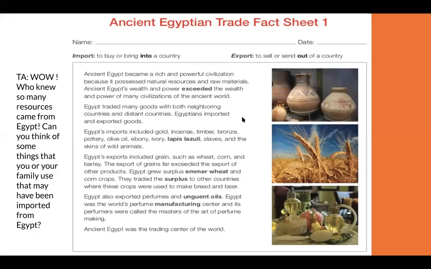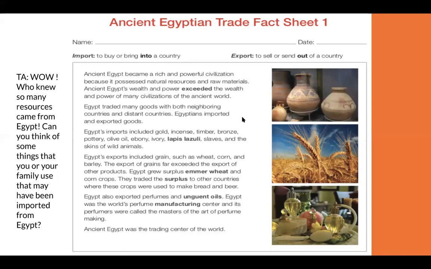Sorry, boys and girls, I mispronounced that word, unguent oils. Okay, so now I want you to think about this. Think about everything that we just learned from this page. I mean, who knew so many resources came from Egypt? Can you think of some things that you or your family used that may have been imported from Egypt?